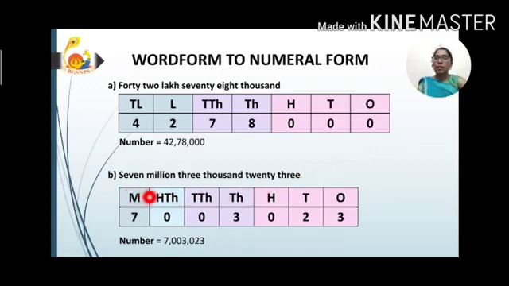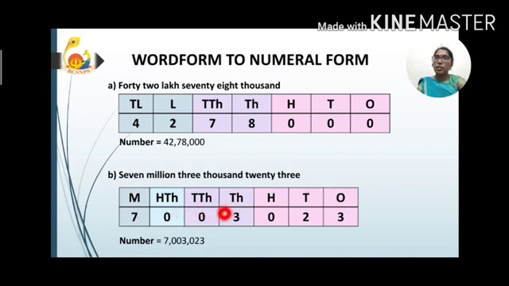That is 7,003,023. What did I say? When you are reading, you have to identify the periods. Now here you have million. Million is in which system? International system. So you have to draw the international system place value chart. And now 7 million: in the millions period, you have to write 7. 3,000: in the thousands period, you have to write 3.